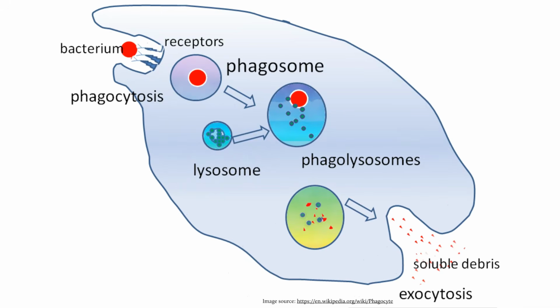Remember this picture that showed the process of phagocytosis. At the end of this, the pathogen has been broken down into debris, some of which has been released from the cell and some of it is retained by the cell. What's retained in the cell is then going to be presented on the surface of the cell to indicate to T cells the presence of those particular pathogens.